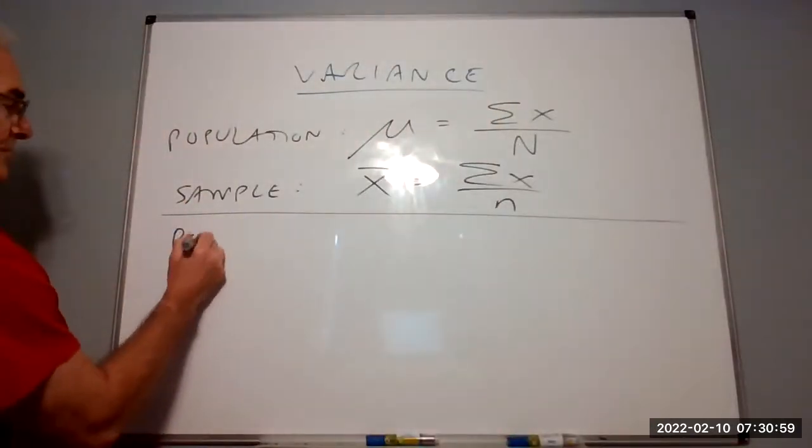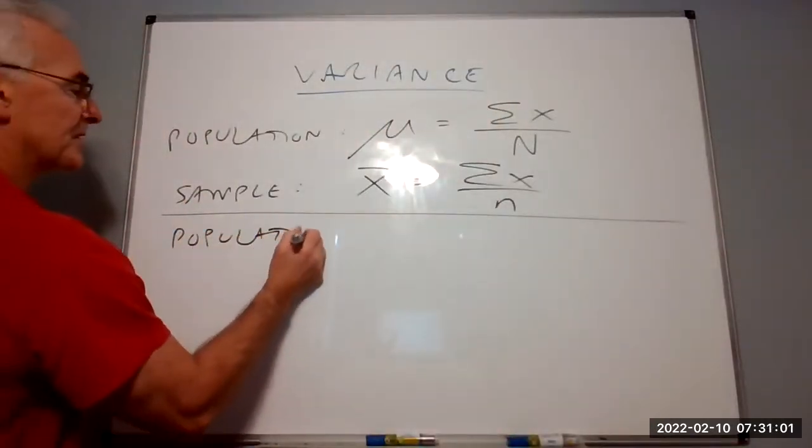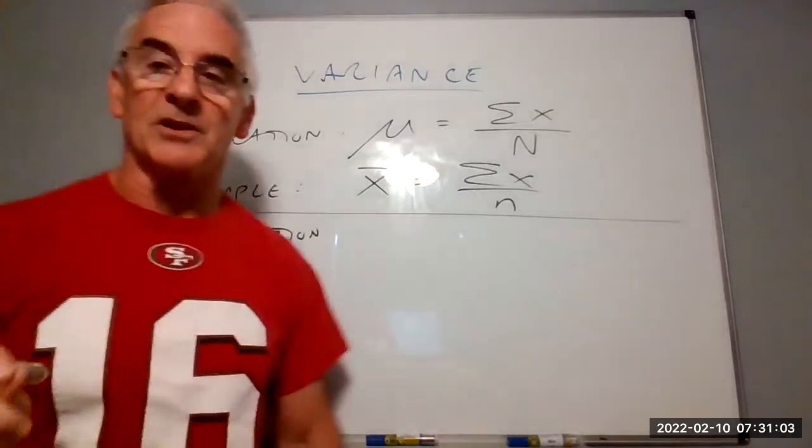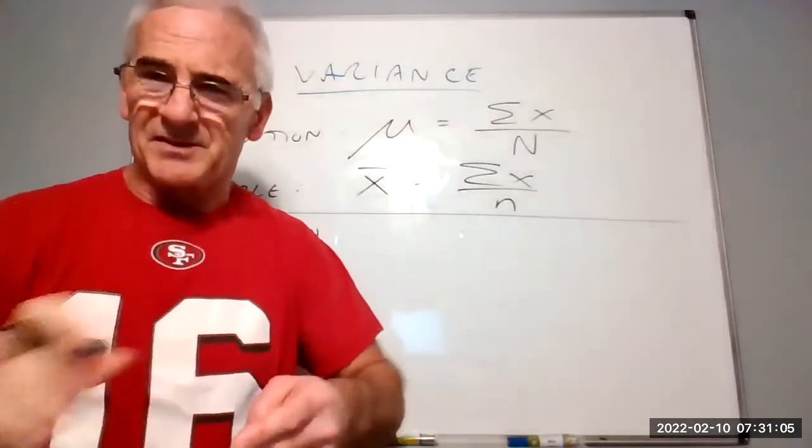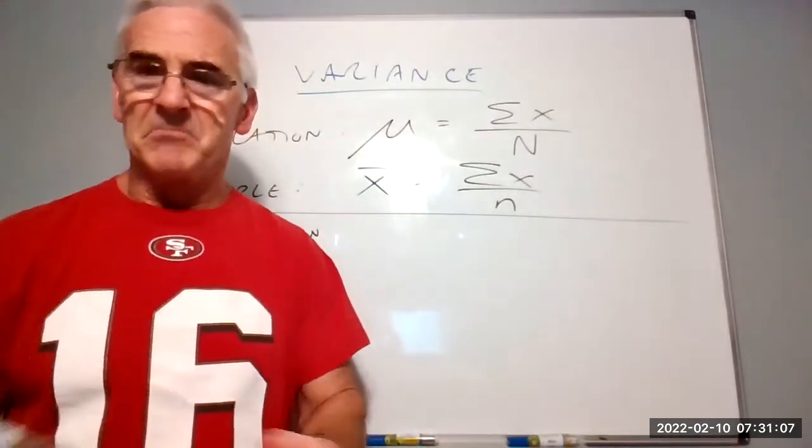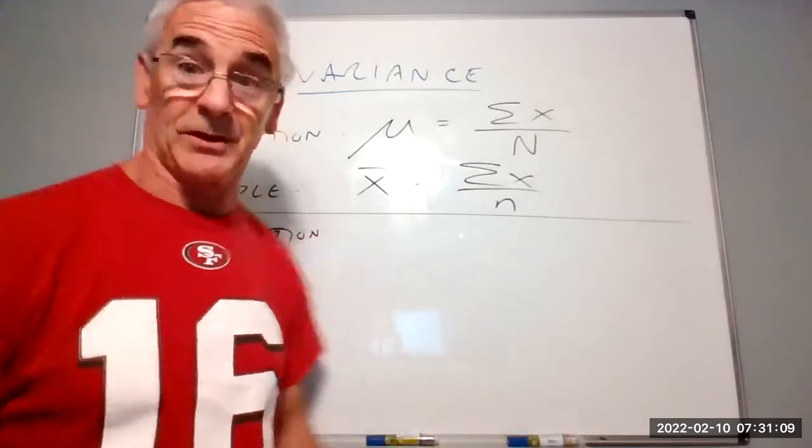Now we're going to define variance: variance for the population and variance for the sample. This formula is going to appear kind of complicated at first because it's going to take some work with our calculators. But don't worry about that. I'm going to show you shortcuts.